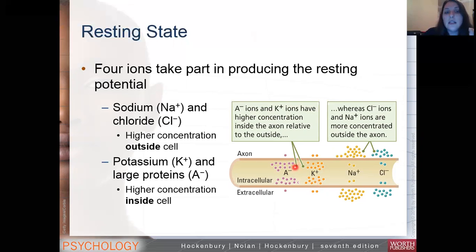So here we can see that we have a lot of these negative large proteins, and we have a smaller concentration of potassium inside of the cell. Notice when you look outside the cell, there's very little in terms of concentration. Because there are more negative, or anion charged, ions on the inside, the resting state is going to be more negative, okay? And outside of this cell is more positive.